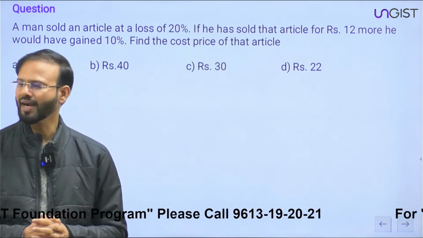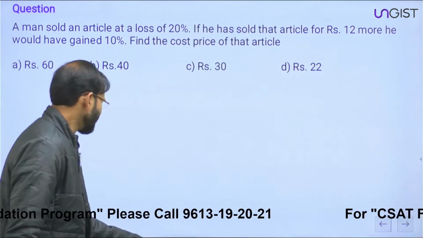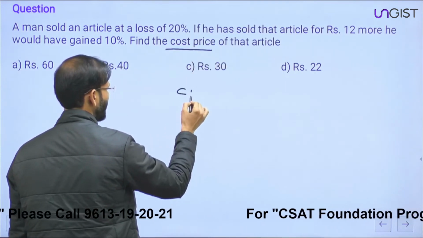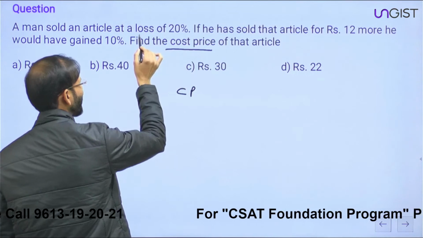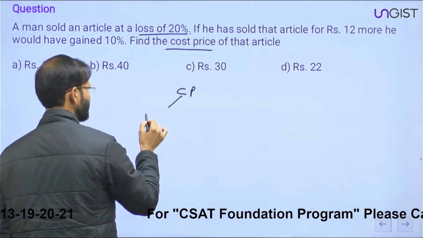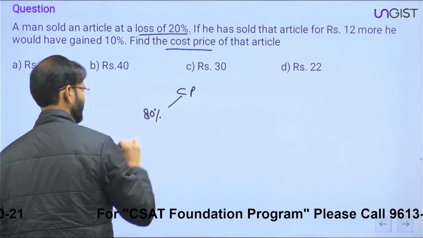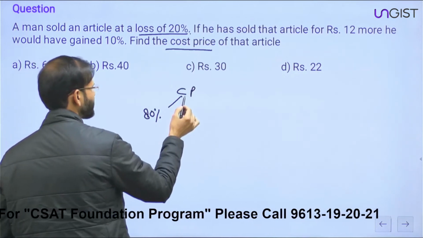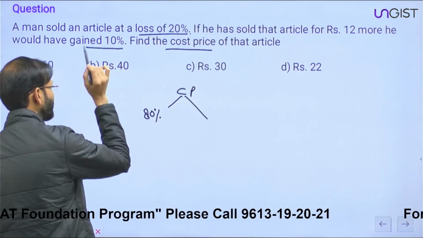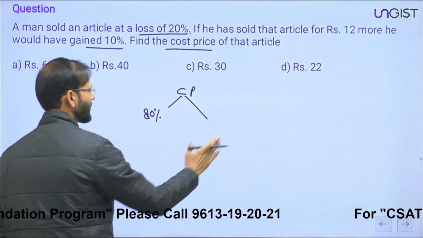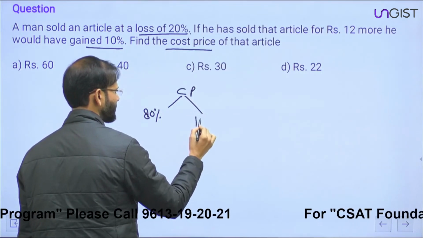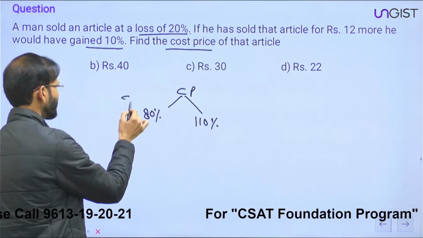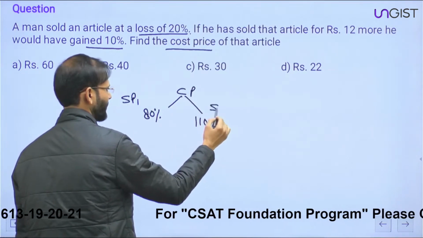A man sold an article at 20% loss. So all of you just think about it. They are asking about the CP of the article, right? So CP we need to find. In the first case the article was sold at 80% of the CP, right? 20% loss means it is 80% of the CP. And in the second condition there would have been a gain of 10%. So 10% gain means obviously it will be 110% of the cost price. Correct? Fine. So this is SP1 and this is SP2, right?